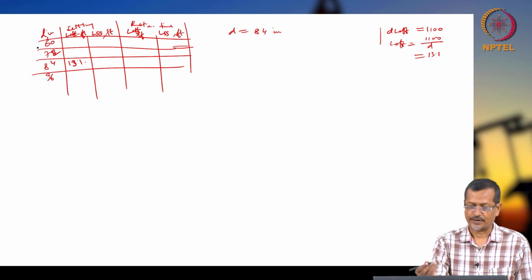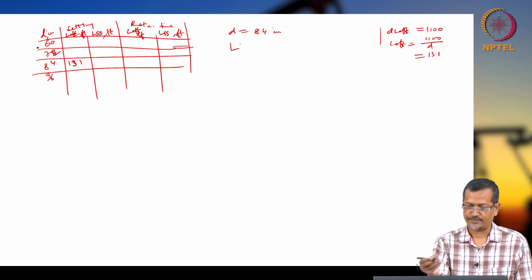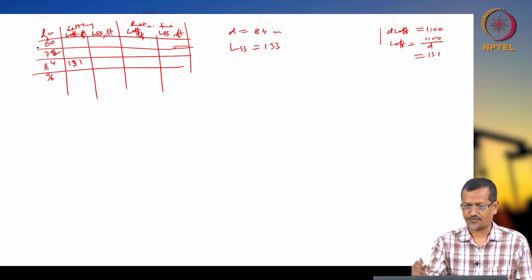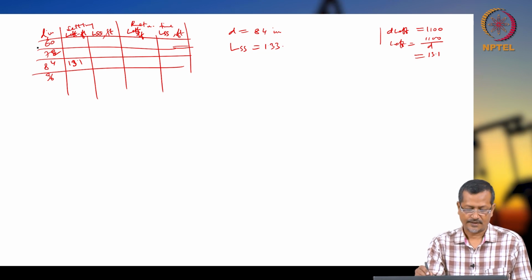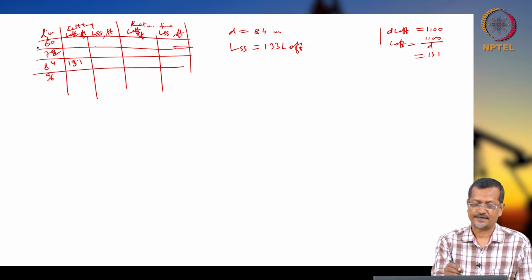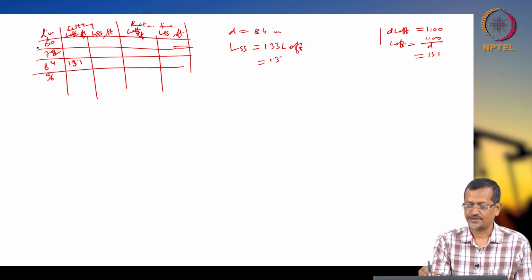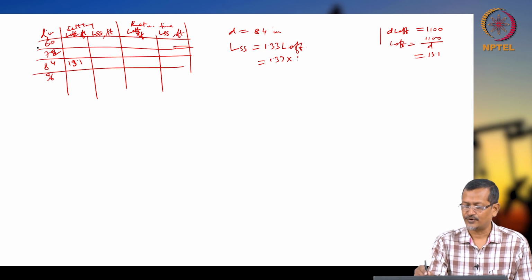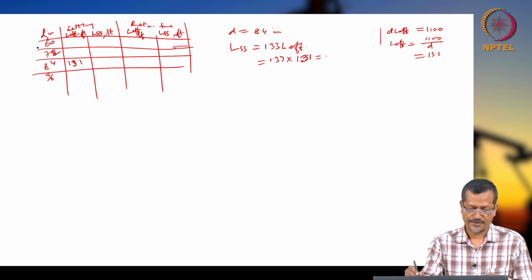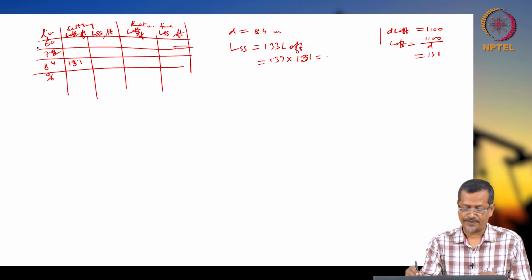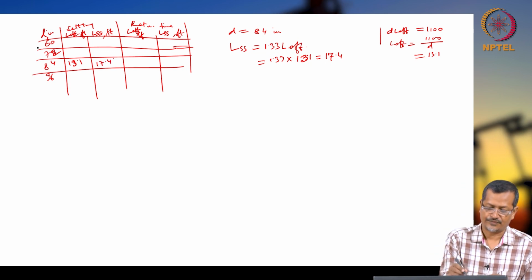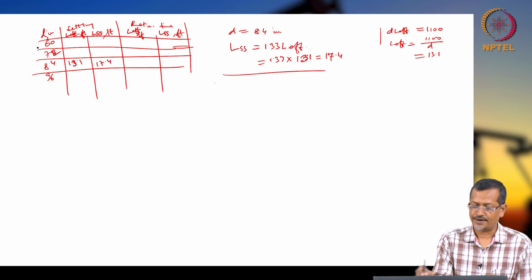So how to calculate LSS? The LSS formula I have not given previously. LSS is equal to 1.33 times L effective, a standard empirical formula. So what is LSS? 1.33 into effective length 13.1, so it is coming 17.4.